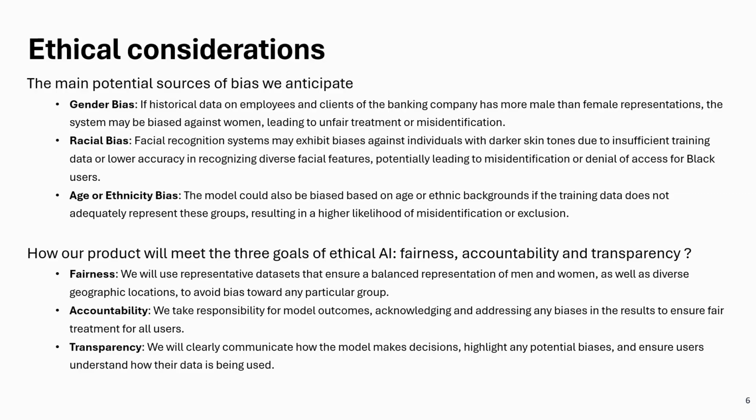For accountability, we take responsibility for model outcomes, acknowledging and addressing any bias in the results to ensure fair treatment for all users. And finally, for transparency, we will clearly communicate how the model makes decisions, highlight any potential biases, and ensure users understand how their data is being used.